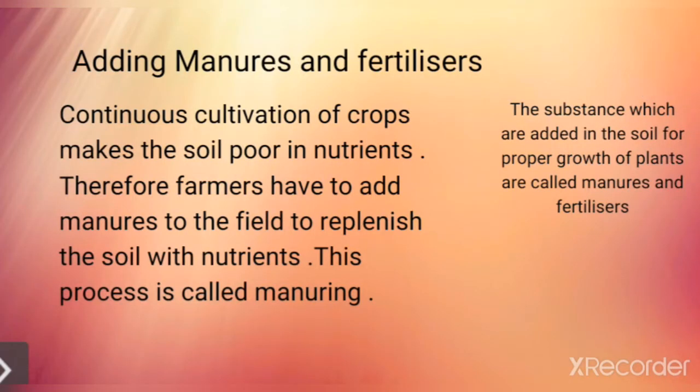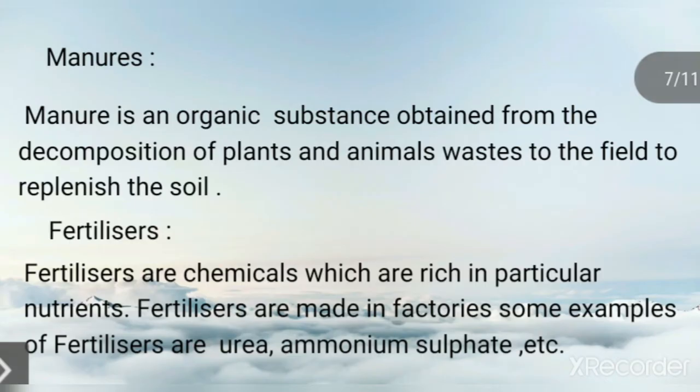Adding manures and fertilizers. So you all would know that the substances which we add in the soil for the proper growth of the plant are known as manures and fertilizers. So continuous cultivation of crops makes the soil poor in nutrients. Therefore, the farmers have to add manures to the field to replenish the soil with nutrients. And this process of replenishing the soil with the nutrients is known as manuring. So here's the brief detail about manures and fertilizers.